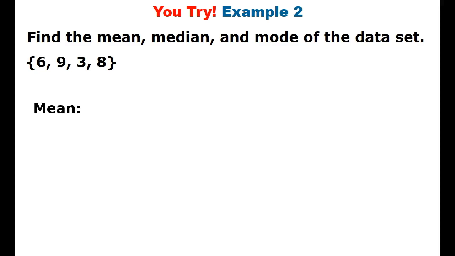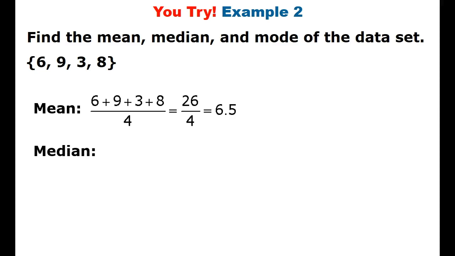Hopefully you paused the video and tried this problem, and now we're going to talk about the answer. So the mean, you would add those four numbers together and divide by 4, and you get a mean of 6.5. For the median, you should put them in order from least to greatest. Since there are 4 numbers, an even number of numbers, the median is between these two middle numbers. So we're going to average those together to get the median.